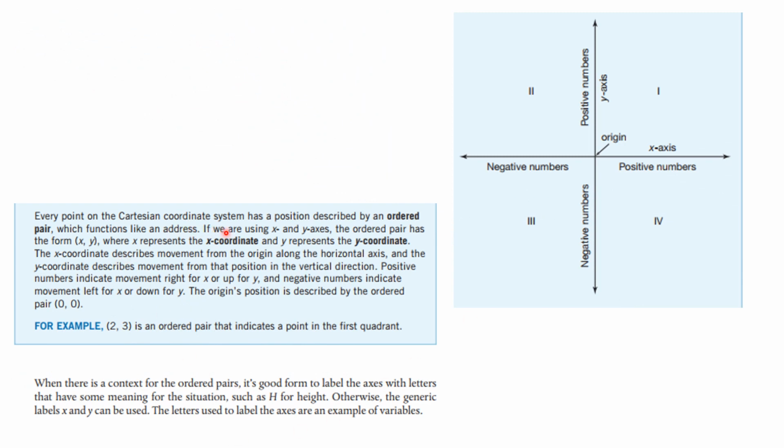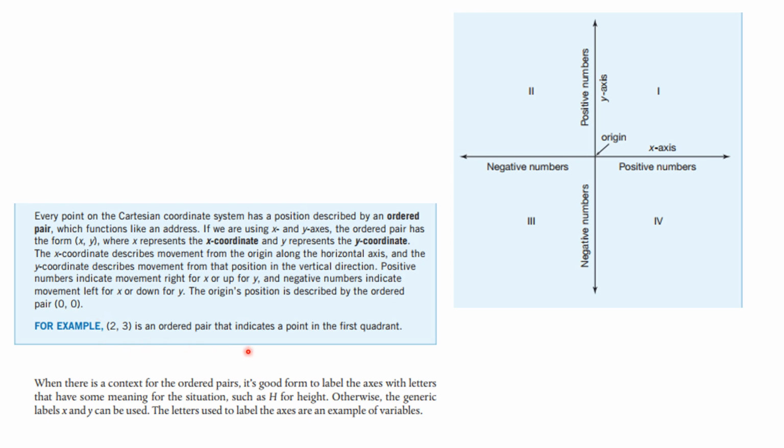Every point on the coordinate system has a position that is described by an ordered pair, which functions like an address. If we're using the x and y axis, the ordered pairs are of the form (x, y), where x represents the x coordinate and y represents the y coordinate. The x coordinate describes movement from the origin along the horizontal axis, and the y coordinate describes movement from that position in the vertical direction. Positive numbers indicate movement right for x or up for y, and negative numbers indicate movement left for x or down for y. The origin's position is described by the ordered pair (0, 0).